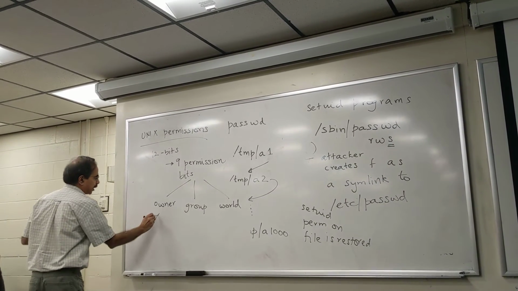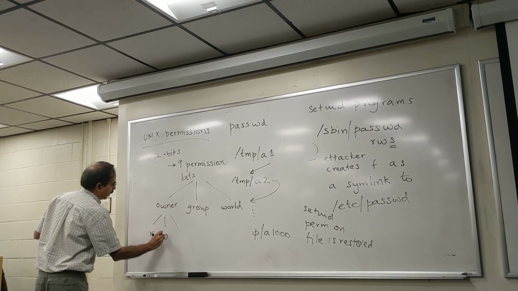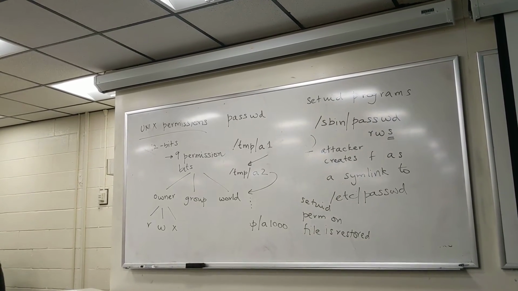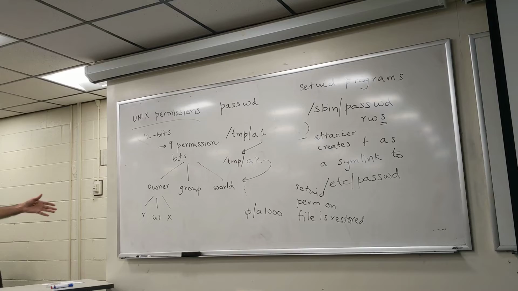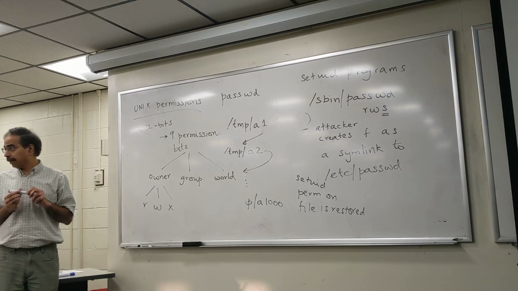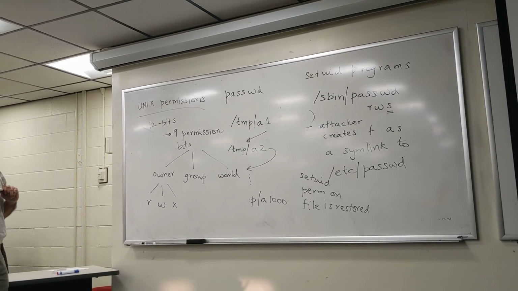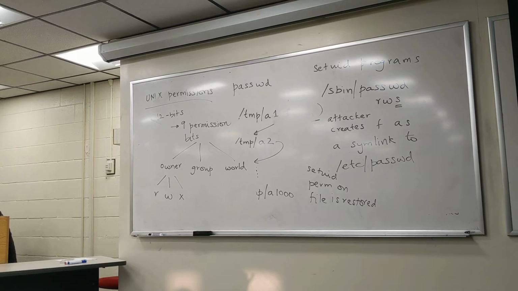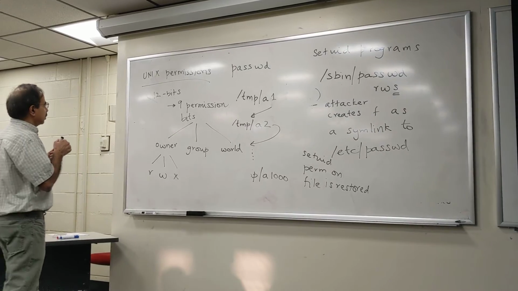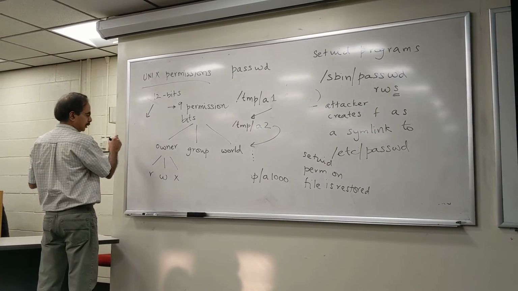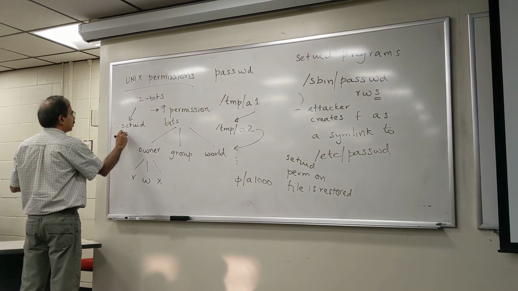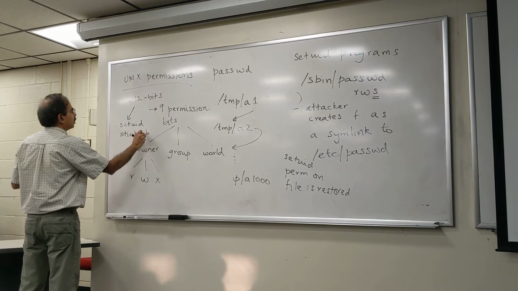Each of these is 3 bits: read, write, execute. So that's how the 9 bits are set up. You can use a chmod operation to set these permissions if you are the owner of the file. Now there are 12 bits when only 9 bits we have specified what the use is. Out of the 12 bits, there is a setuid bit, and there is a sticky bit.